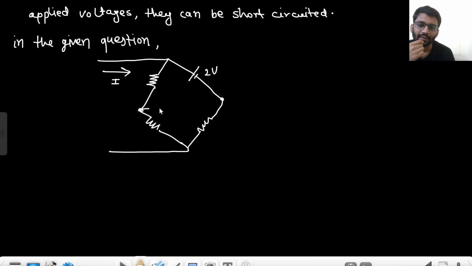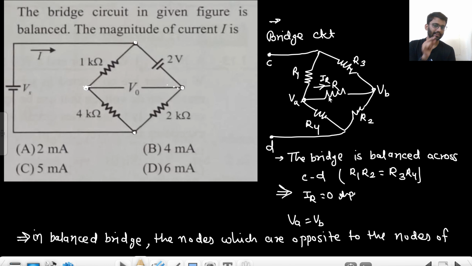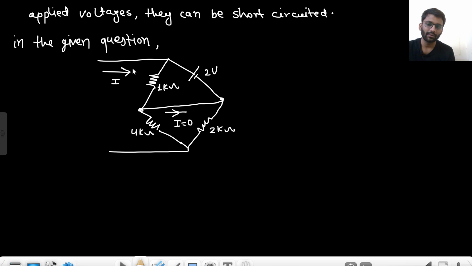This is 2 volt, and here we have 1 kilo ohm, 4 kilo ohm and 2 kilo ohm. These can be short circuited, and the current through this will be 0 ampere, right? Because we have seen here the current through this is 0 ampere. So now if both of them are short circuited, this 2 volt will be coming here, right?